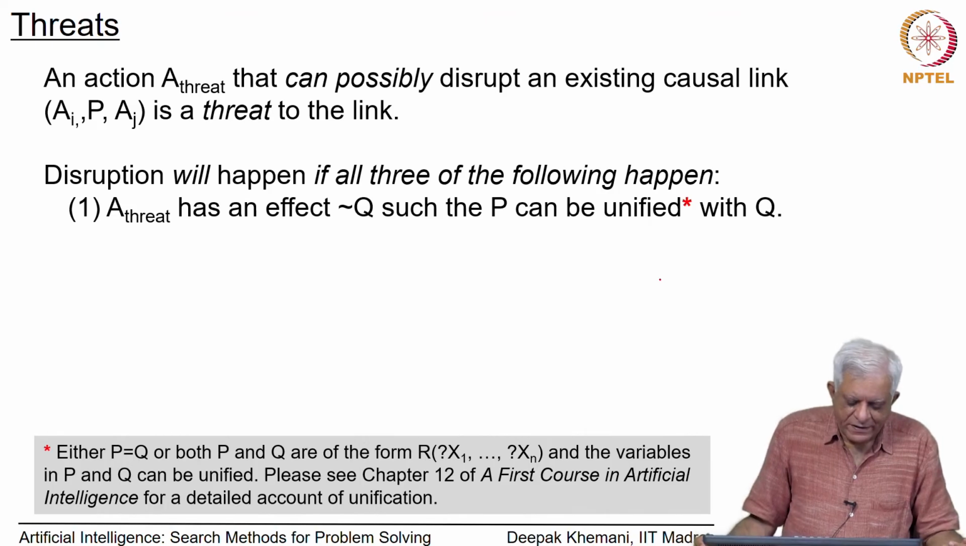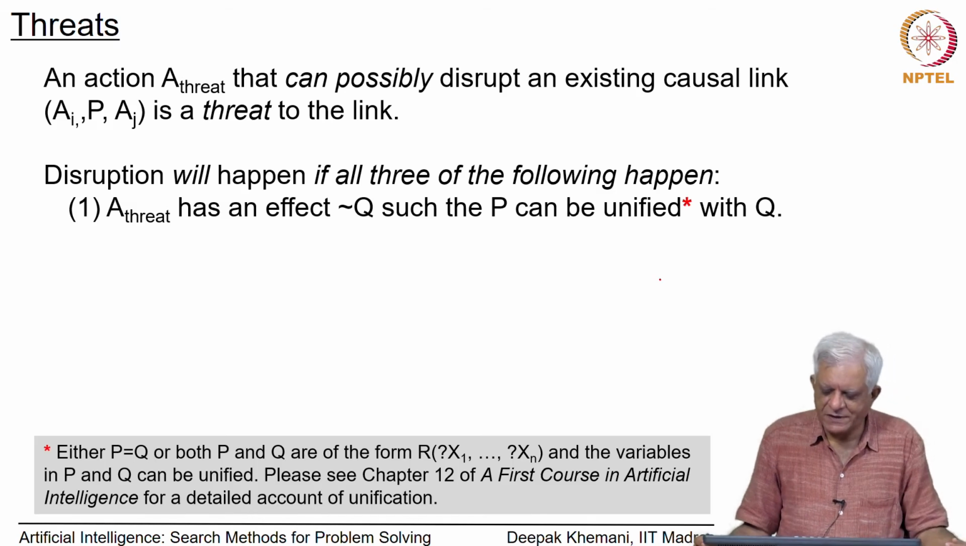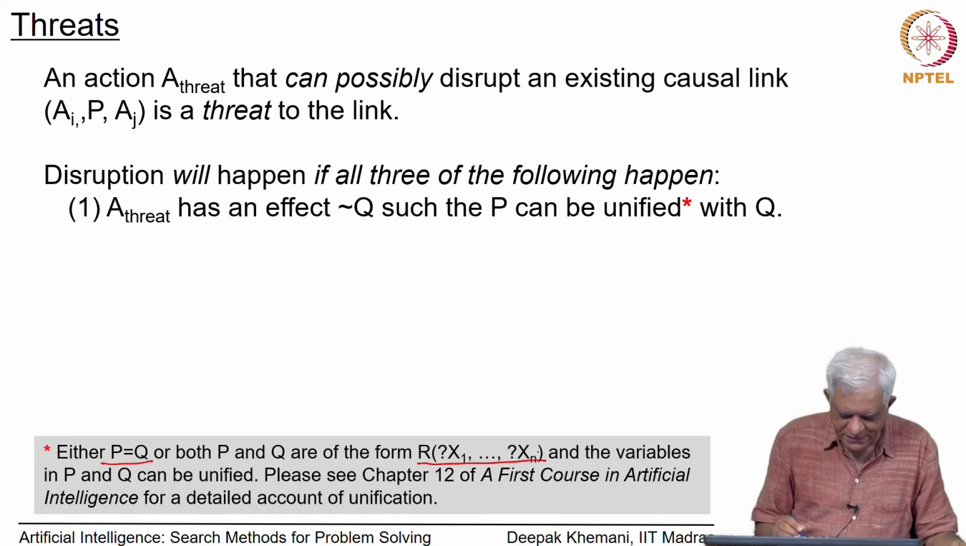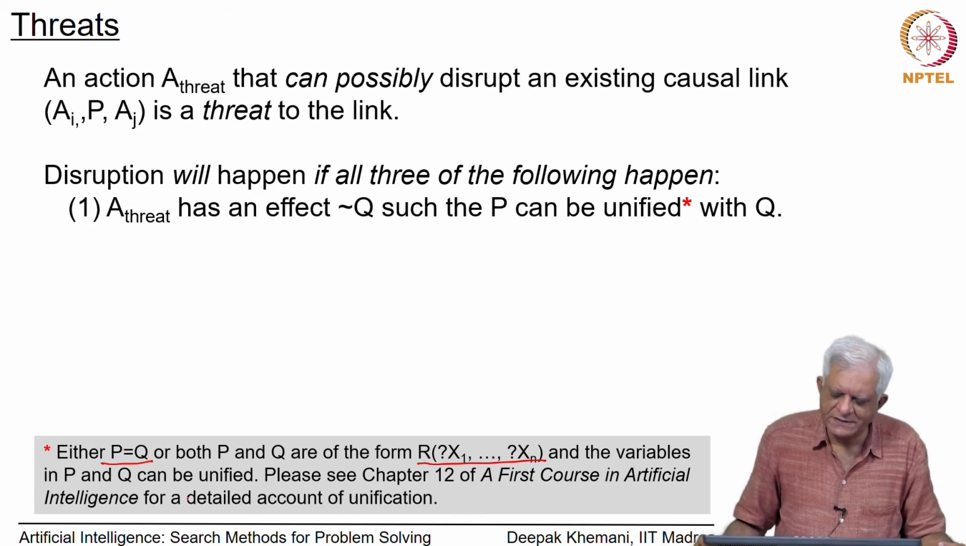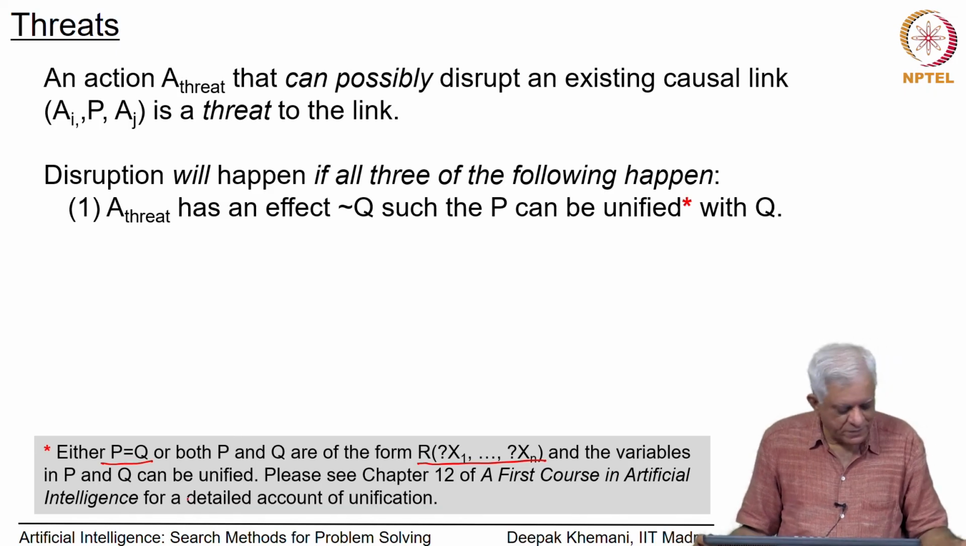One is that A threat has an effect not Q such that P and Q can be unified. This notation comes from the language of logic, and we have been using logic to represent the goals, and we will continue to use the logic. And basically, when we say P and Q can be unified, we can say that either P and Q are the same, or both are of the form of some predicate with some variables, and the variables in P and Q can be unified recursively, then P will become equal to Q. So, by unification essentially we say, can we make the two formulas the same, which would mean that P is the link in the causal link, and not Q has become equal to not P, which means it has broken the link.